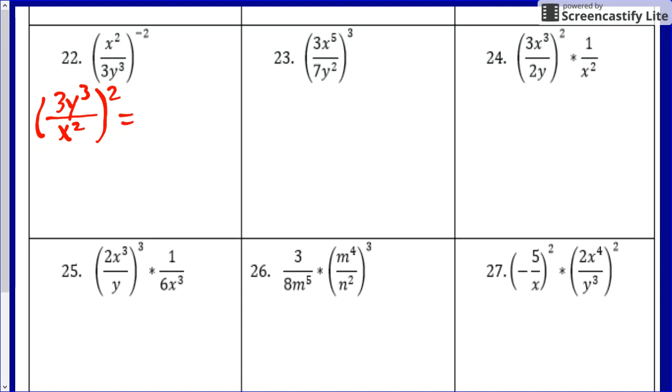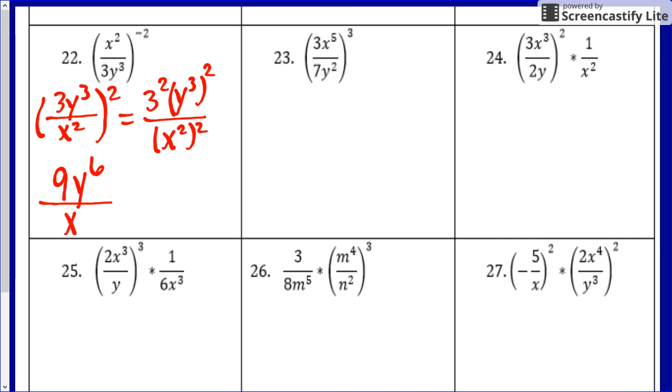So this is going to be 3 squared over y cubed to the second power, all over x squared to the second power. 3 squared is going to be 9. Y cubed raised to the second power: I'm raising a power to a higher power, so I'm going to multiply these exponents. And that's going to give me y to the 6. On the bottom, I've got x squared squared. Again, multiplying those exponents, 2 times 2 is going to give me 4.